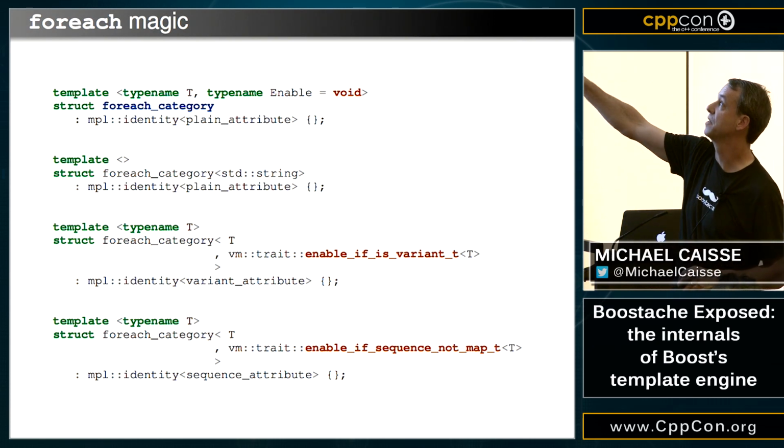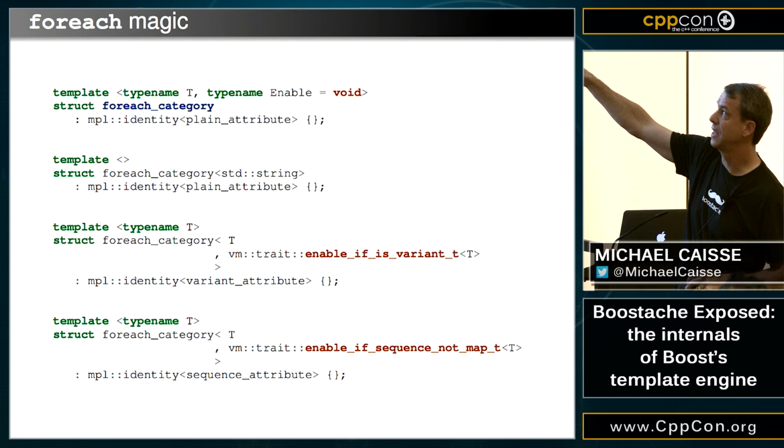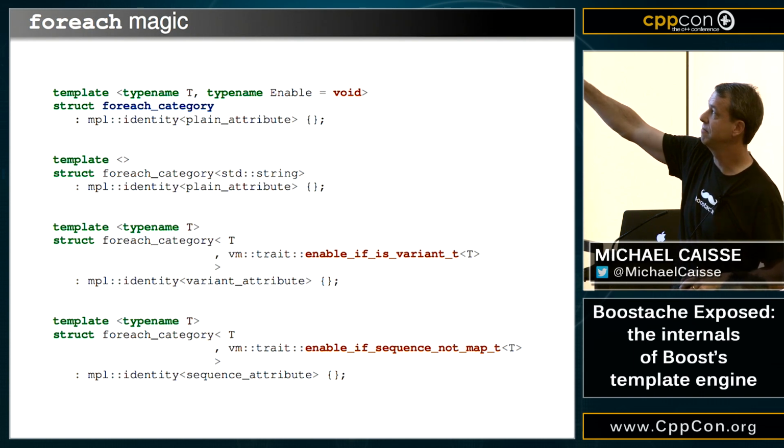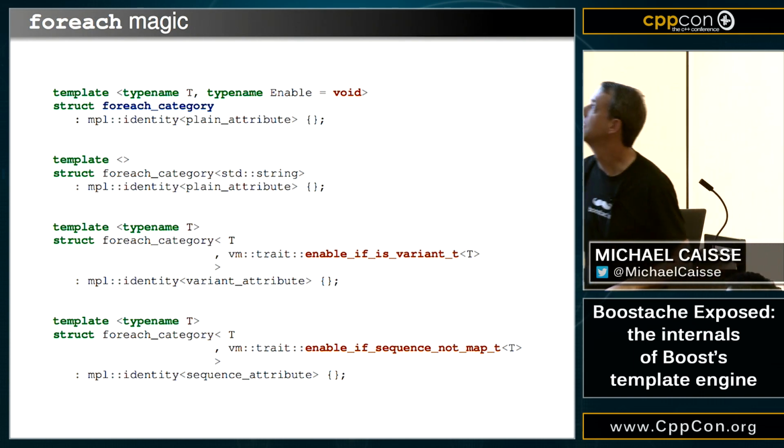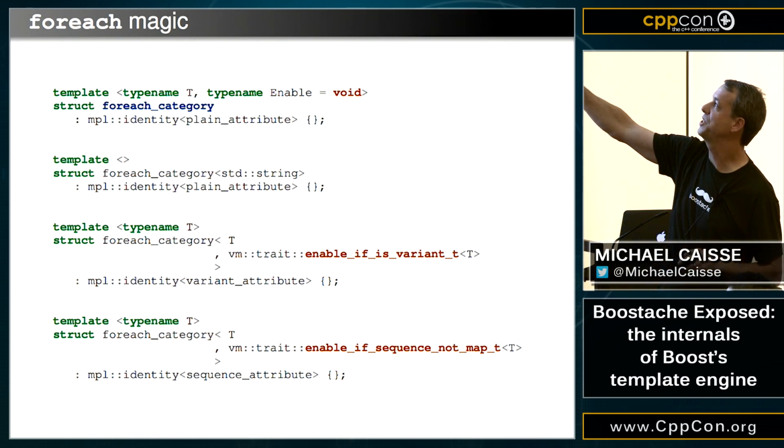So let's look at some of these. For each, you don't care about any of these, really. Well, okay, this is the magic. So the for each category starts off with a plain attribute. This is the default one. I put in anything for a T, I get a plain attribute out.